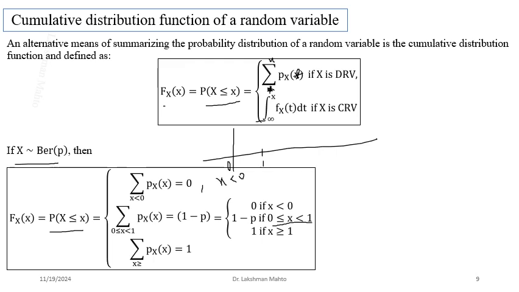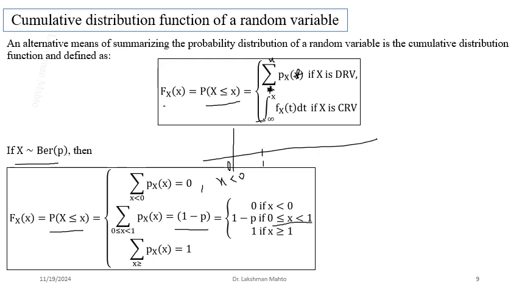What is the probability of x equal to 0? It is 1 minus p. So the value of the CDF, in short the cumulative distribution function, at x is equal to 1 minus p when x is taking a value between 0 and before 1.